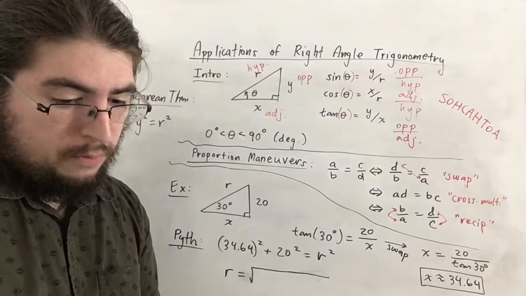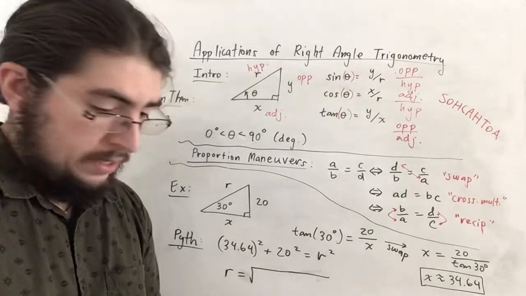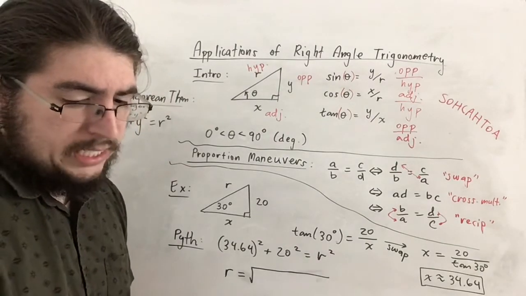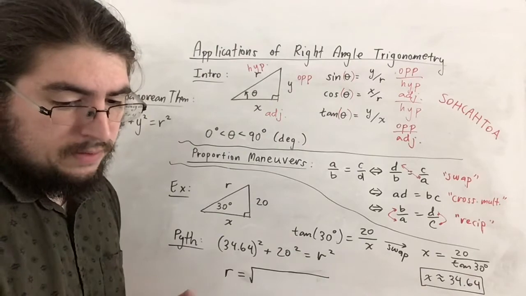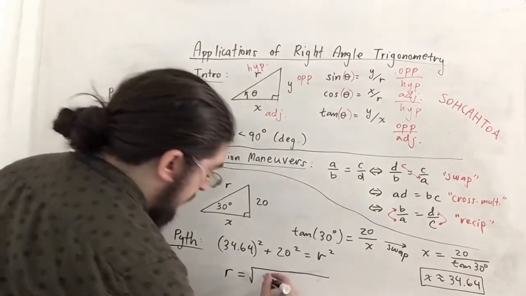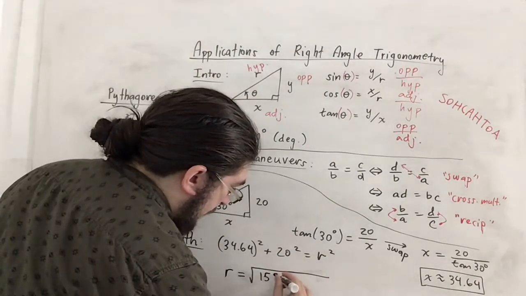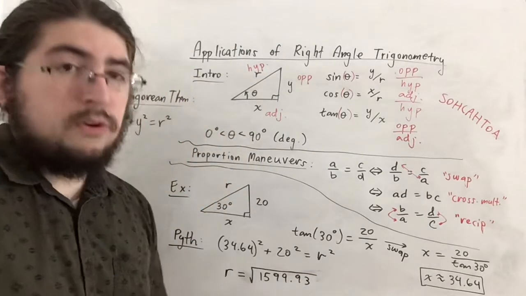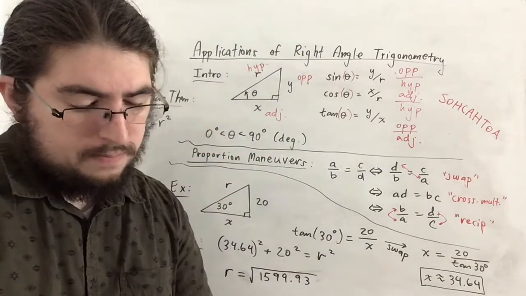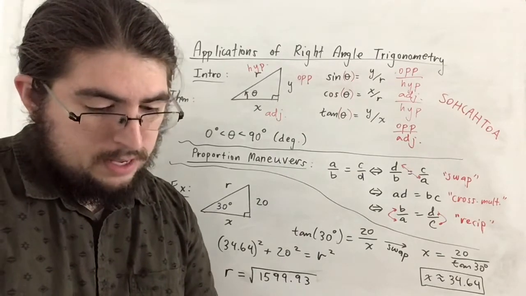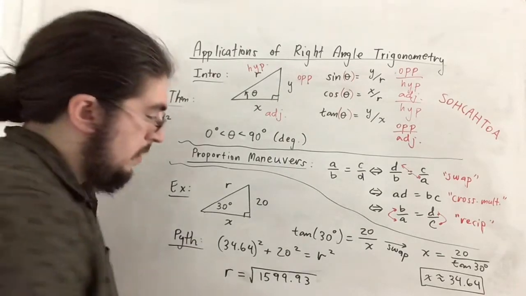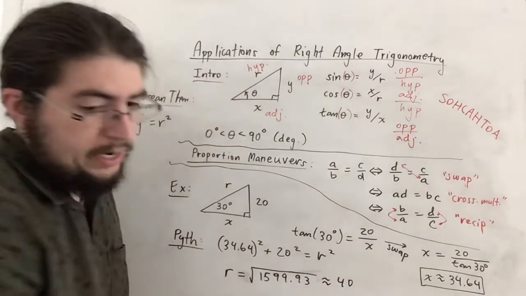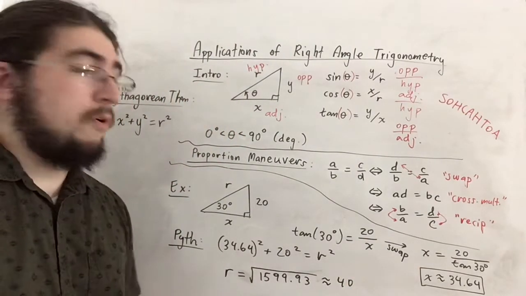So I got 34.64 squared plus 20 squared is 400, so it's almost 1600. So it's 1599.93 if you round. And then taking the square root of this will be about 40, because the square root of 1600 is 40. So this is approximately 40. It's like 39.99. So I'm just going to say approximately 40.